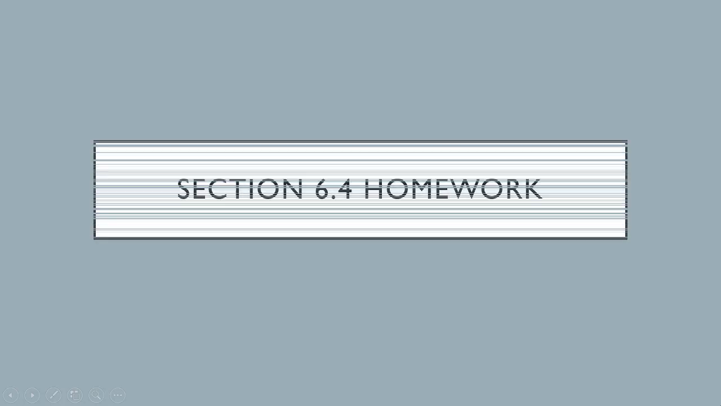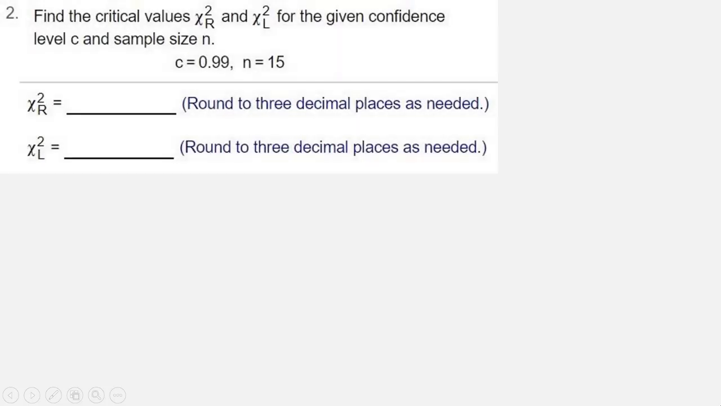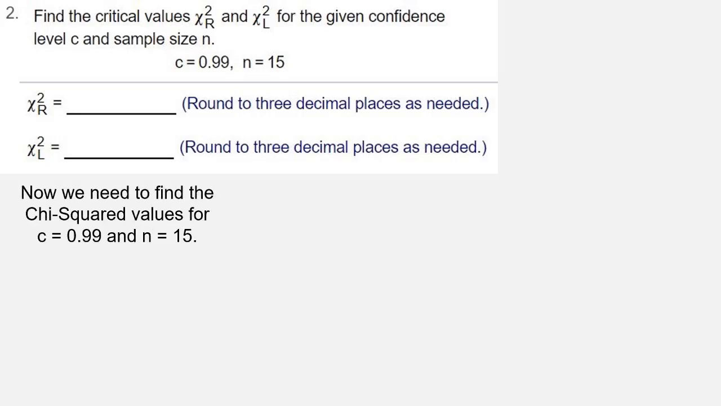We're looking at homework from section 6.4. This is question number 2. Find the critical values chi-square R and chi-square L for the given confidence level C and sample size n. C is 0.99, n is 15. So we need to find the chi-square values for that C value of 0.99 and n equals 15.